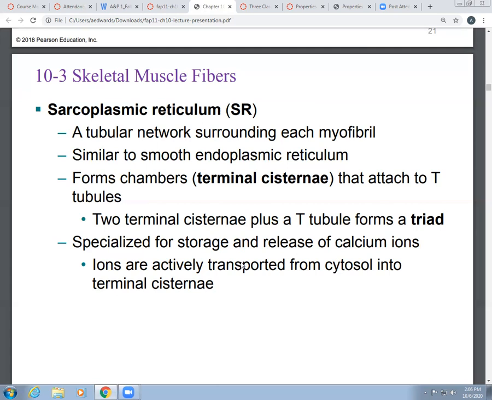Now, when you have a T-tubule with terminal cisternae on either side, that's 2 + 1 is 3, right? So we call that a triad. Okay, so sarcoplasmic reticulum, what's its basic function? Well, it is specialized to store and release calcium ions. And these calcium ions get transported from the cytosol into that terminal cisternae where they get stored and used when they're needed. Now, we think of calcium for bones, but calcium is extremely important for muscles, as we'll see.